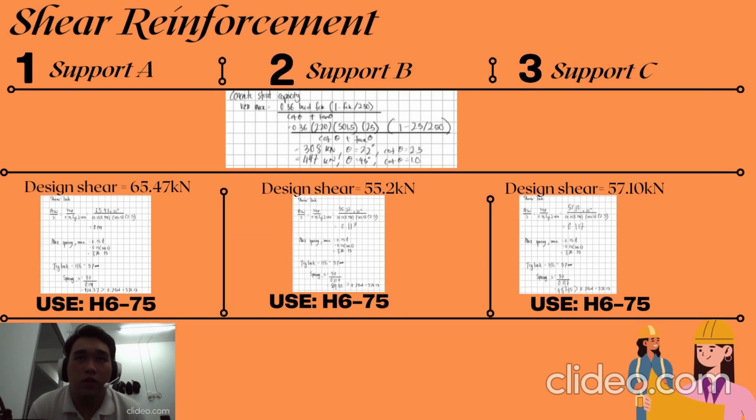So for my shear reinforcement, I got spot A, B, and C. So as you can see, my spot A, I got the design shear 65.47 kilonewton, and I'm using H675. Then my spot B, my design shear is 55.2 kilonewton. As you can see, I still use the same one, H675. And for my spot C, I use design shear 57.10 kilonewton and still using H675.